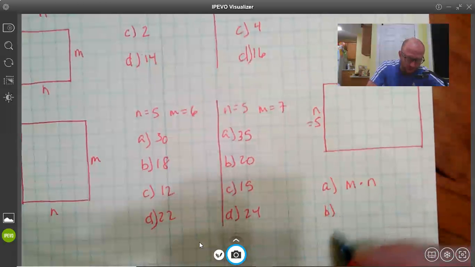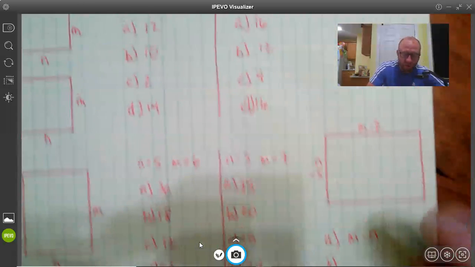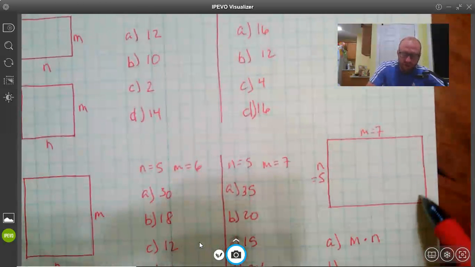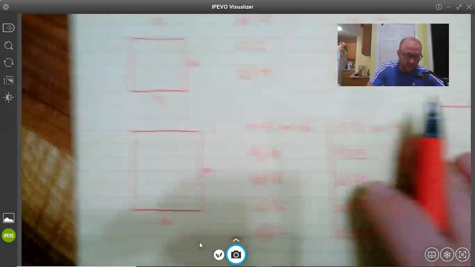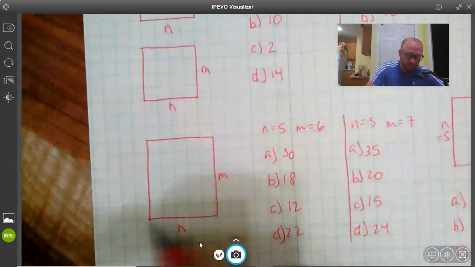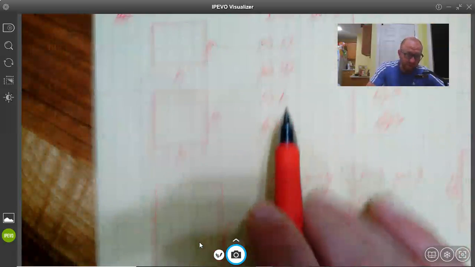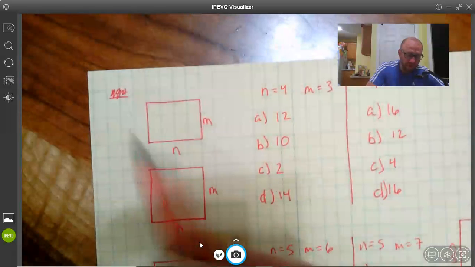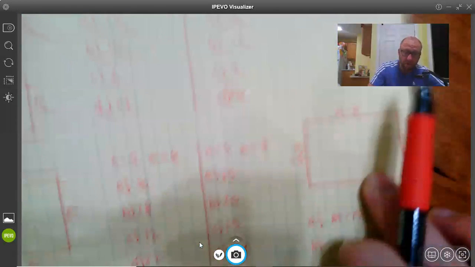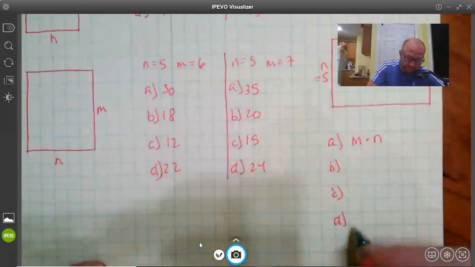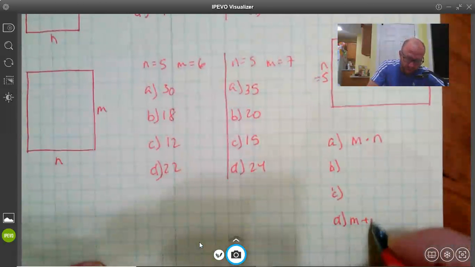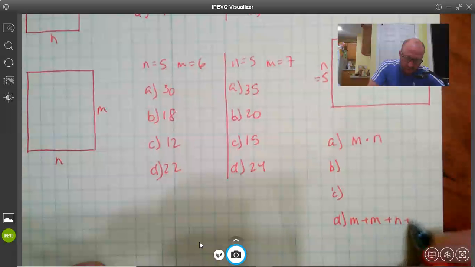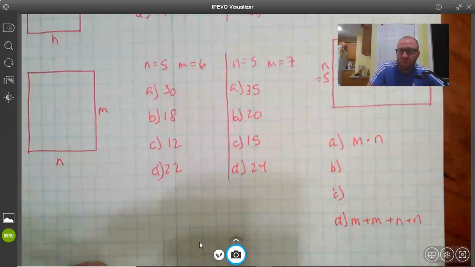For B and C, I'll leave these alone. And for D, that's perimeter. Here it's 5 plus 5 plus 7 plus 7. Here it was 5 plus 5 and 6 plus 6. Here it was 4 plus 4 and 4 plus 4. Here it's 4 plus 4 and 3 plus 3. So what we end up with is m plus m plus n plus n. And you can simplify that in several different ways.